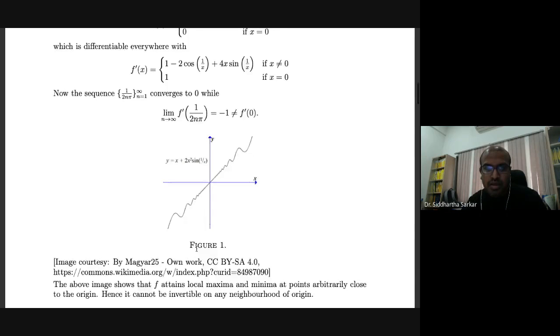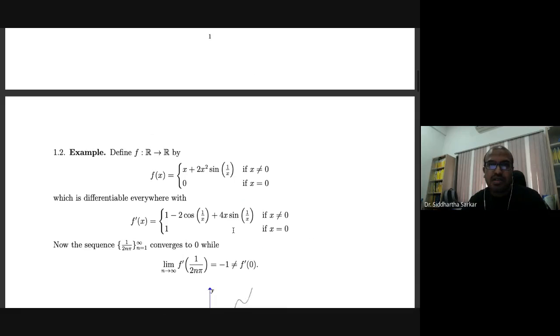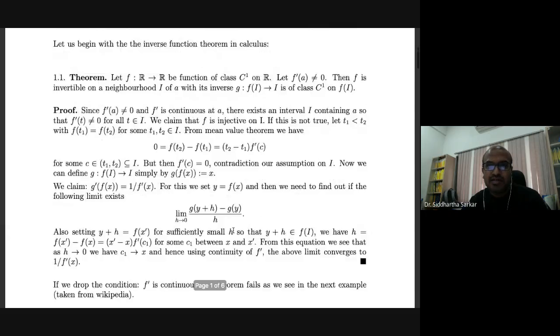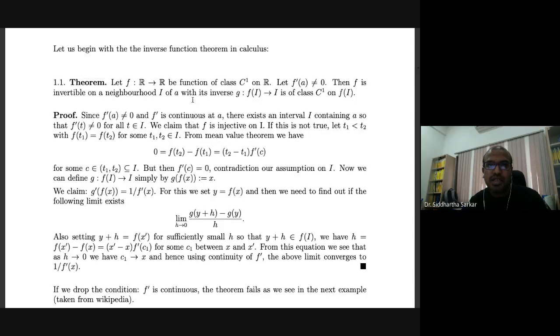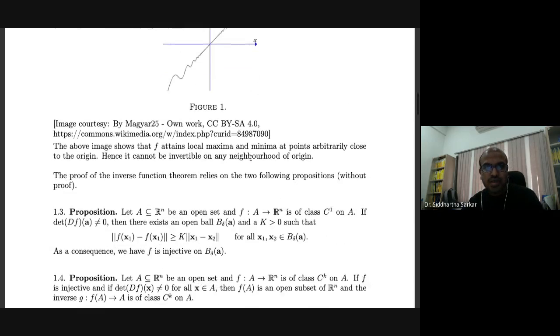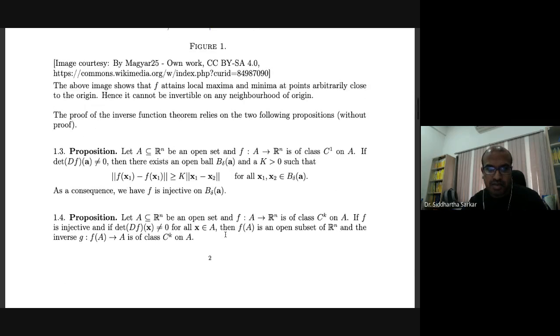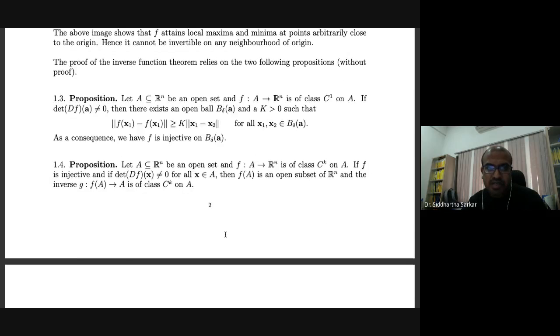Okay, so this gives a counterexample. Failing the derivative being continuous, there is no hope of getting an inverse. So let's try to see how to generalize this to higher dimension. There are two key lemmas, which we'll try to apply to achieve this. So let's come back to this one a little later.